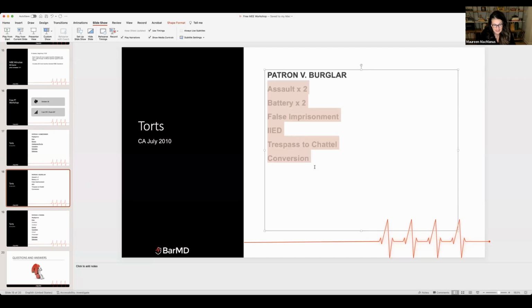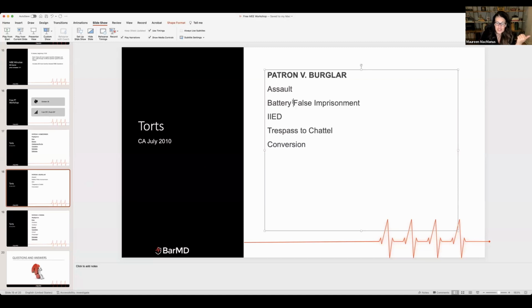Here, I might not do both assaults. I might just do one. I might not do both batteries. So there's an assault for the initial statement, and there's an assault when he points the gun. There's a battery when she falls and hits the ground, and there's a battery when he takes her purse. False imprisonment, even though she's not in a closed area, he's got a gun pointed at her, she can't move. IIED, and then he takes her purse, trespass to chattel, and conversion.